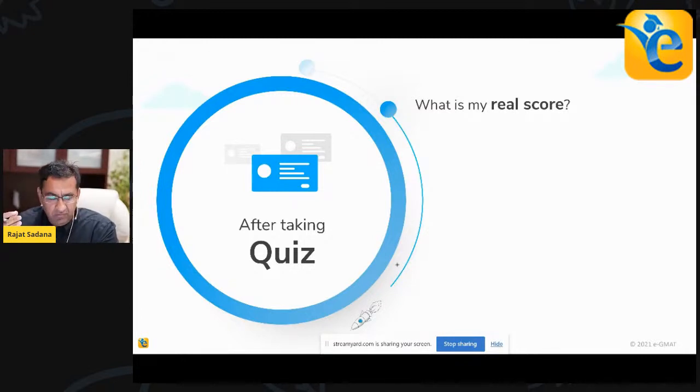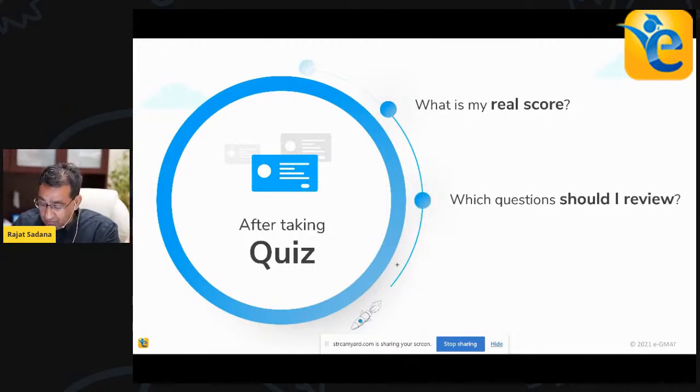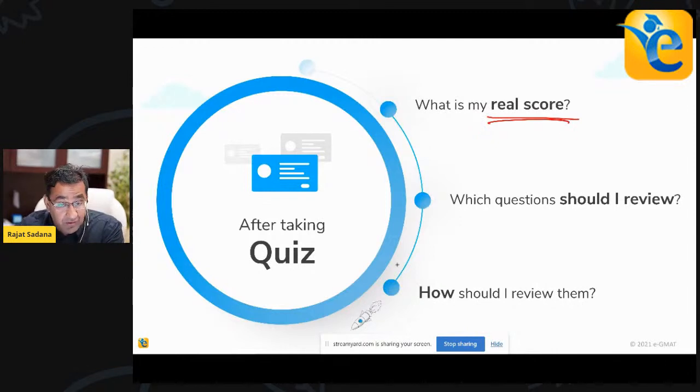The first one is, what is my real score? When you get a score, can I trust it? Which question should I review? And the third piece is how should you go about reviewing those questions? These are three questions. What's my real score? Can I trust it? The score that I see in the quiz, is that trustworthy? How can I maintain or improve that score? And then how should I go about reviewing them? Okay.